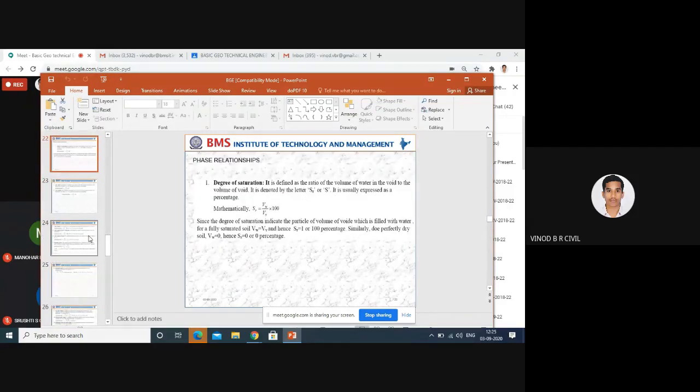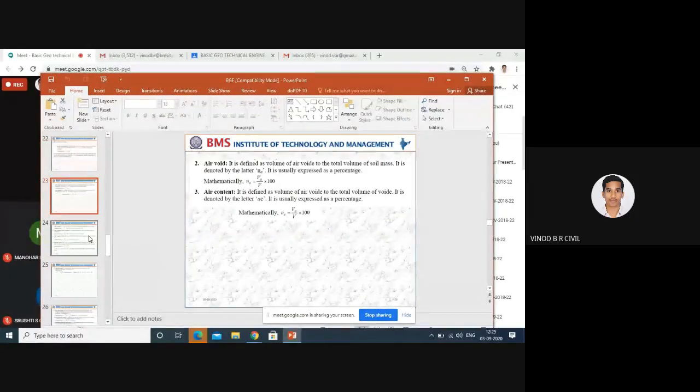First one is the degree of saturation. Degree of saturation is denoted by SR. SR is equal to volume of water, only volume of water, divided by volume of voids into 100. For lake soil, degree of saturation is always 100% or 1. For dry soil, degree of saturation is always 0. And air voids is denoted by Na. Na equals volume of air divided by total volume into 100, we can find out the air voids. Air content is denoted by AC. AC equals volume of air divided by volume of voids into 100.